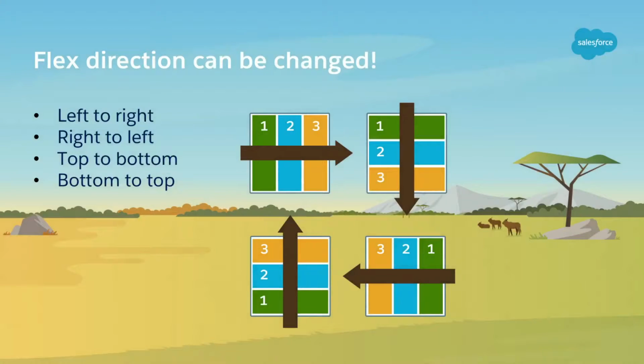And the great thing about Flexbox is we can actually change that. So we can describe to the grid container how I want my grid items to lay themselves out. So we can go left to right, which is the default. We can flip it. We can go right to left. We can go top to bottom, and we can flip that too and go bottom to top. I've never run into a situation where I had to go bottom to top, but it's available.